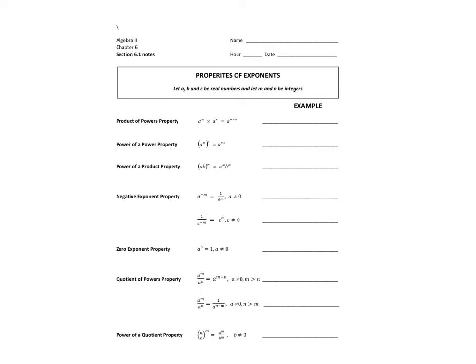Okay, and we will get started on Chapter 6 with 6.1, Properties of Exponents. A lot of this stuff will probably seem familiar to you because you covered it in Algebra 1, but we're going to go a little more in depth and we're going to kind of review it and add some stuff to what you already know. So, properties of exponents.